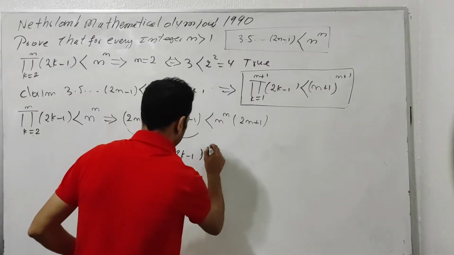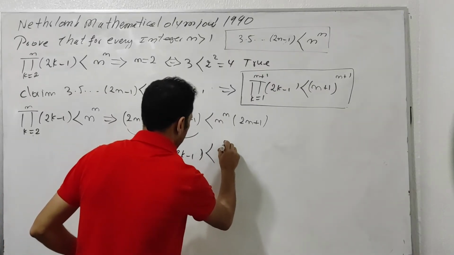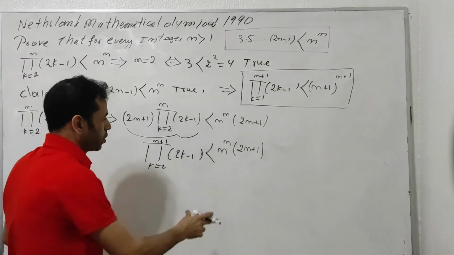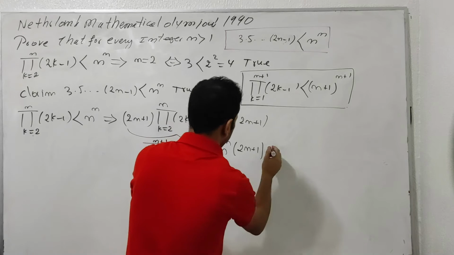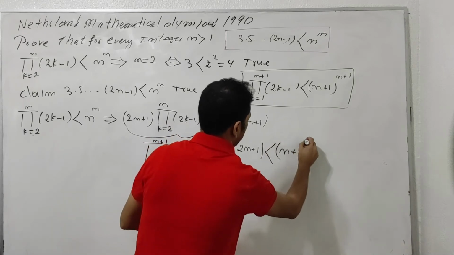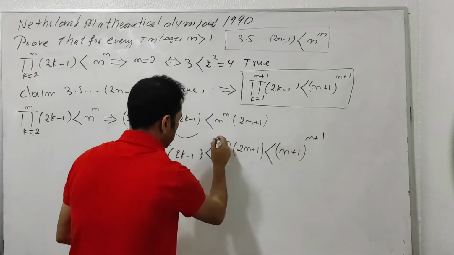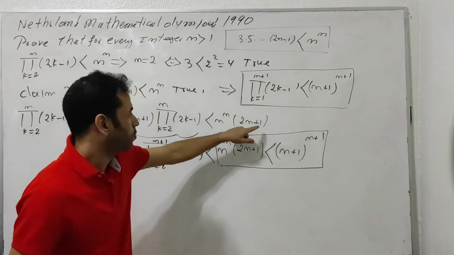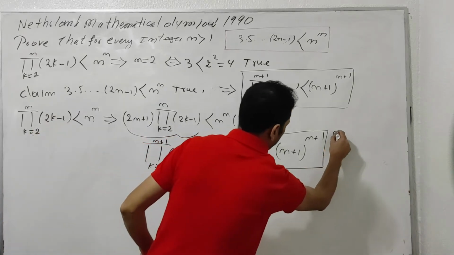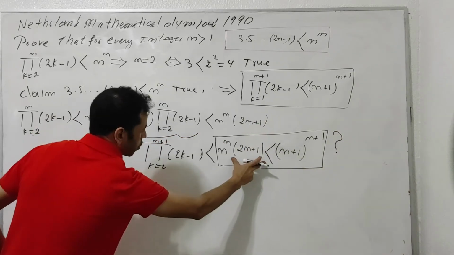So this one is strictly less than n to the n multiplied by 2n plus 1. To prove that one, it is enough to prove that this term is strictly less than n plus 1 to the n plus 1. If I prove this term, that means I have proved this one. So this is our goal. I'm going to work on this one now.